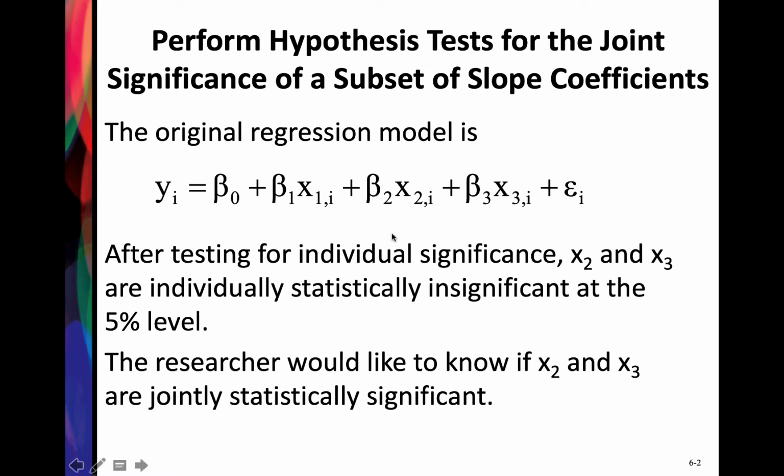The original regression model has three independent variables, x1, x2, and x3. And for example, after testing for individual significance of x2 and x3, they're individually statistically insignificant at the 5% level. In this case, we may want to know if, even though they're individually statistically insignificant, together or jointly x2 and x3 are jointly statistically significant.